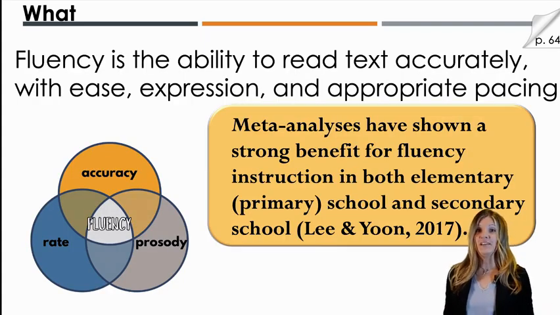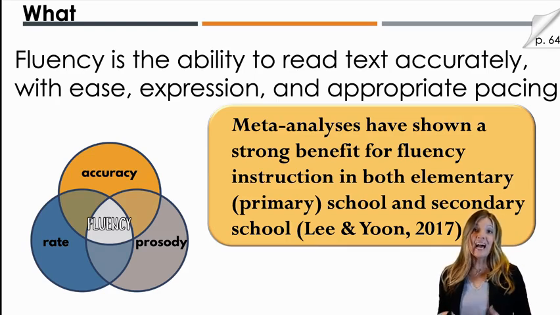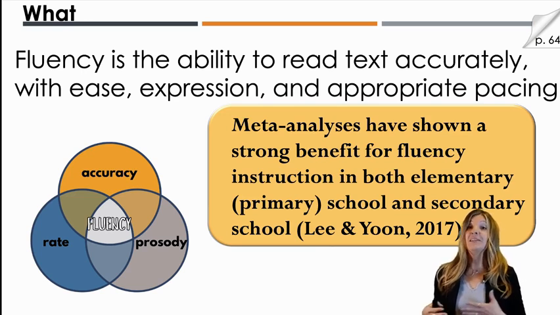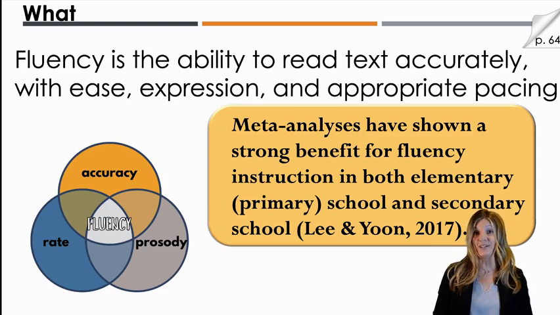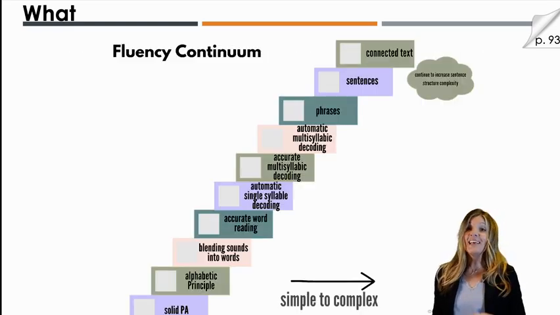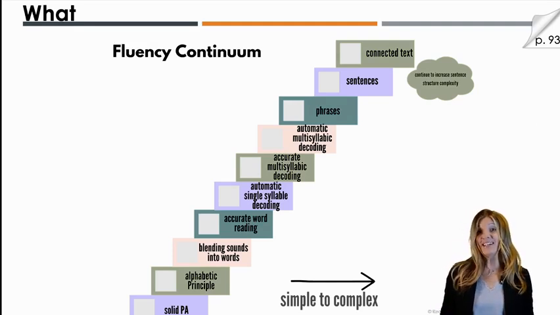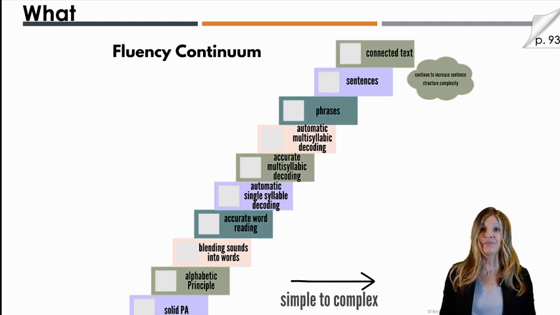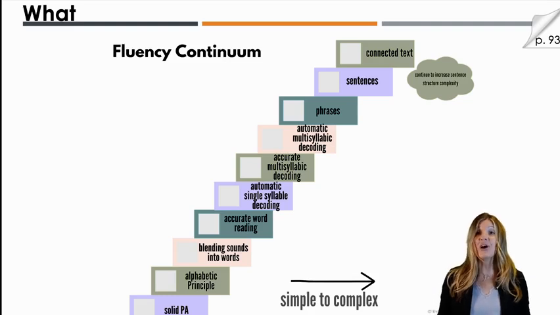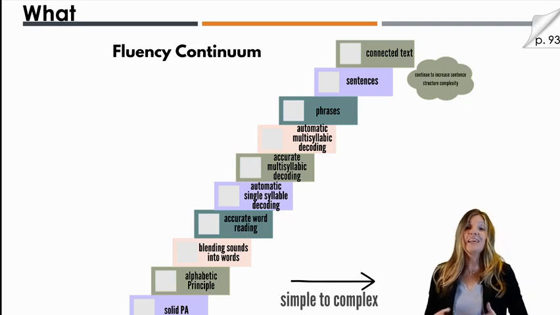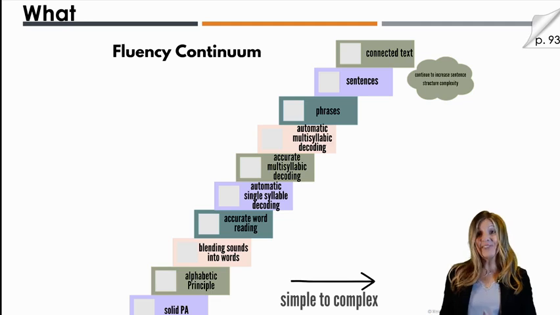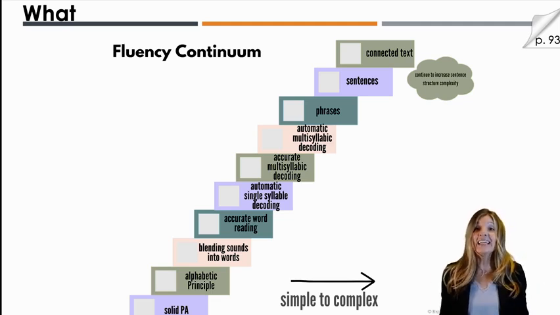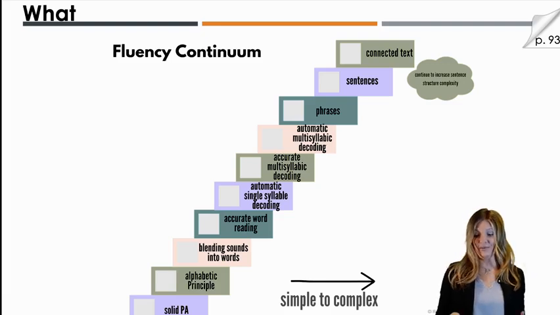So what is fluency? Fluency is the ability to read accurately with ease, expression, and appropriate pacing. There has been a lot of research about the importance of accuracy in recent years. And just like we have phonological awareness and phonics continuums, we also have a continuum of skills from simple to complex when it comes to fluency. So we first have to have solid phonological awareness. We have to have alphabetic principle, and we have to be able to read CVC words in single, multisyllabic, and finally adding that automaticity as we go up the continuum.